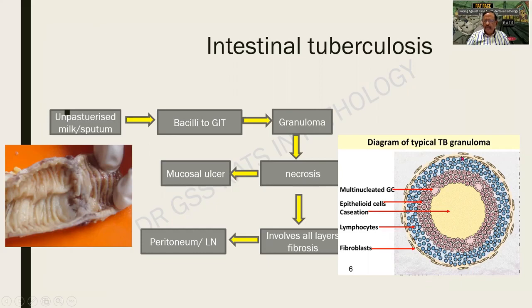And here I am finding a well demarcated granuloma, and these are the epithelioid cells. This is the area of necrosis and lymphocytes. Surrounding the linear structures are the fibroblasts. Necrosis, it involves all the layers, and sometimes you find that the peritoneum and the regional lymph nodes can be involved. So this flow diagram, let us remember for intestinal tuberculosis.